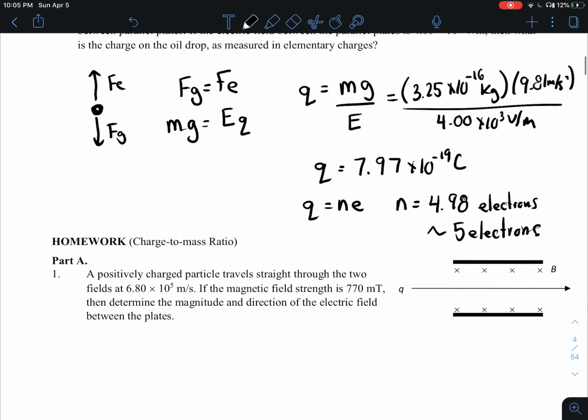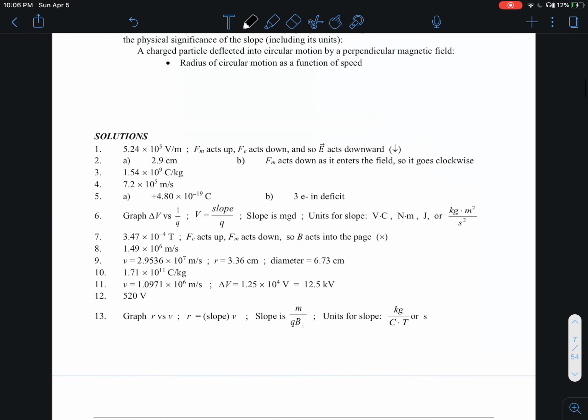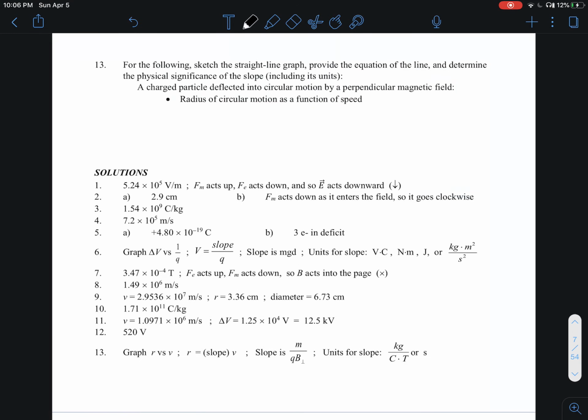All right, so try these questions out. You have homework problems 1, 2, 3, 4, 5, 6, 7, 8, 9, 10, 11, all the way up to question 13, and there is solutions. So try those out.